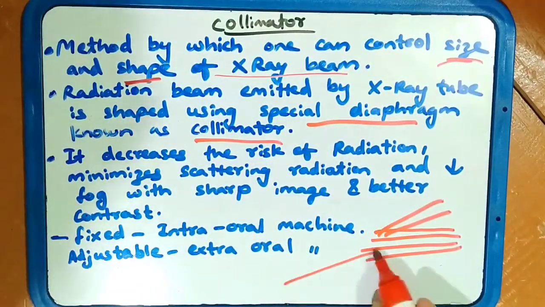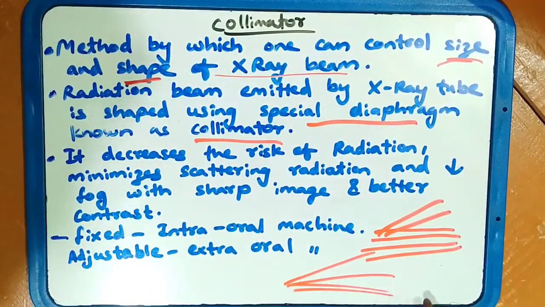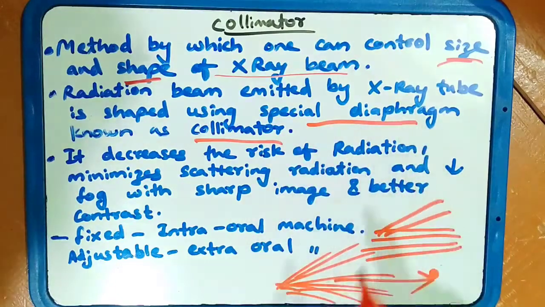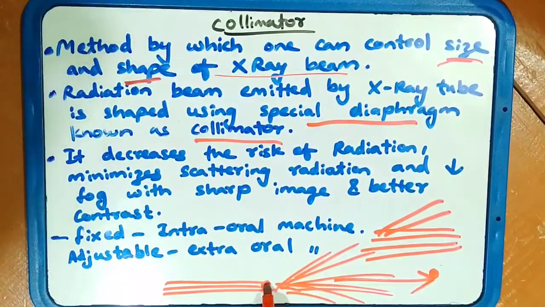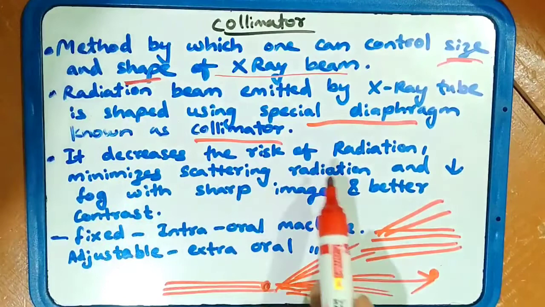If your radiations are going in a divergent manner, it is deviated from the exact place where you want to strike. So at that time, we use a special diaphragm known as collimator to make your radiation go in a linear manner, to where your target is present. It decreases the risk of radiation.